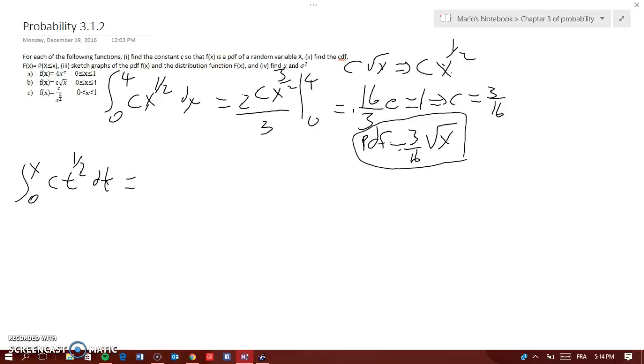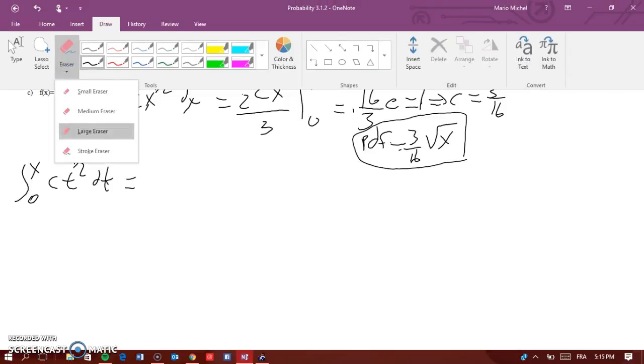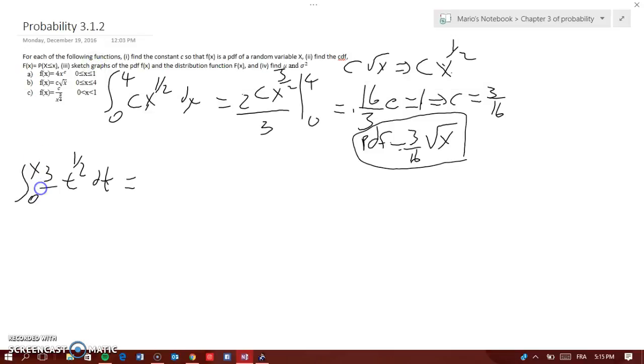And that now would equal, oh, but we know what c is already. My mistake here. We know that c is equal to 3/16. So 3 over 16. Now you add 1 to t to the half, which is 3 halves again, and then you divide by 3 halves. That will be 2/3. So that will be 1/8, from 0 to x, which would give you 1/8 x to the 3 halves.